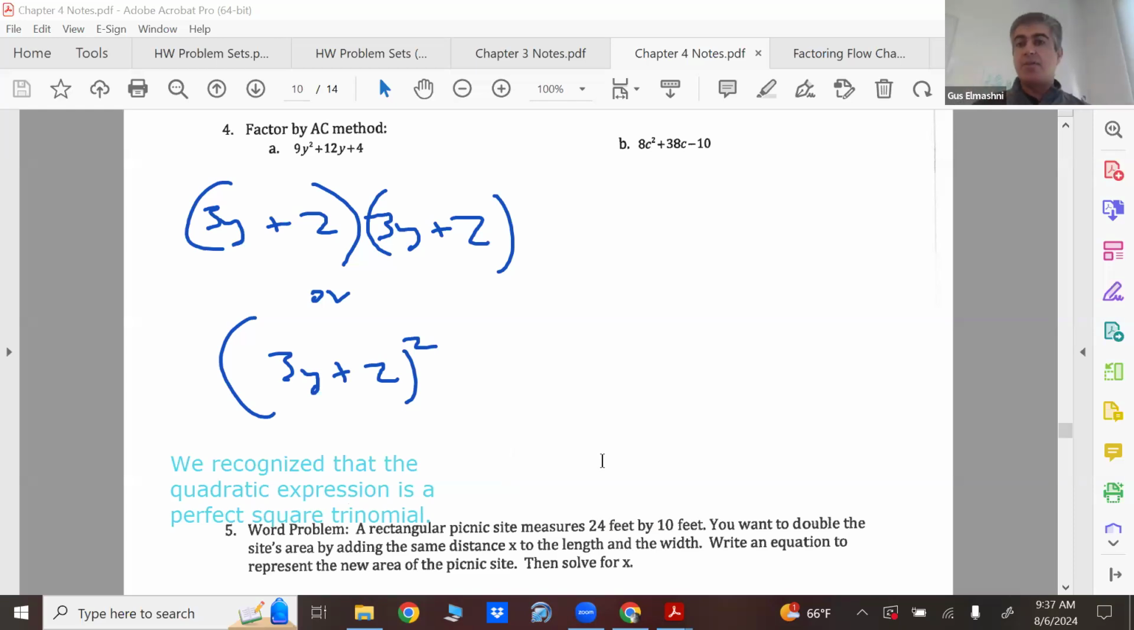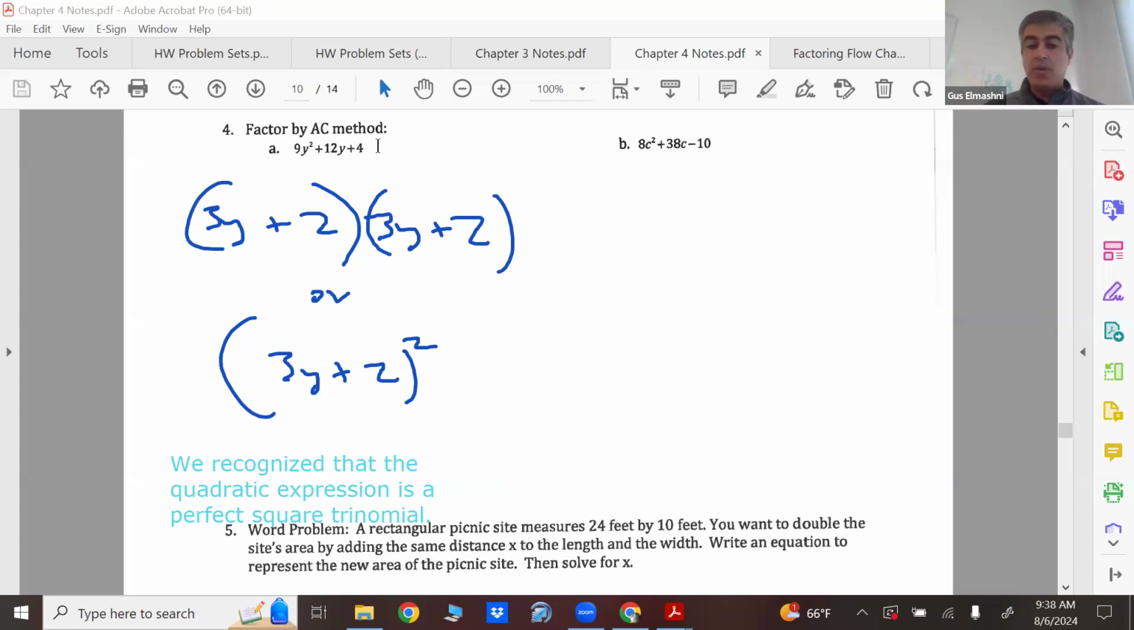And how did I recognize it? Because the first and last terms are perfect squares, and the middle term, right? Double the middle term. Sorry. Double the square roots. The square roots multiplied, double that is the middle term. That's what I meant to say. Just got to be careful with my words.